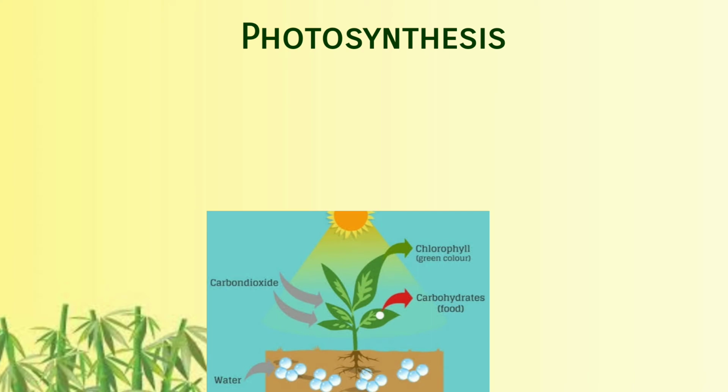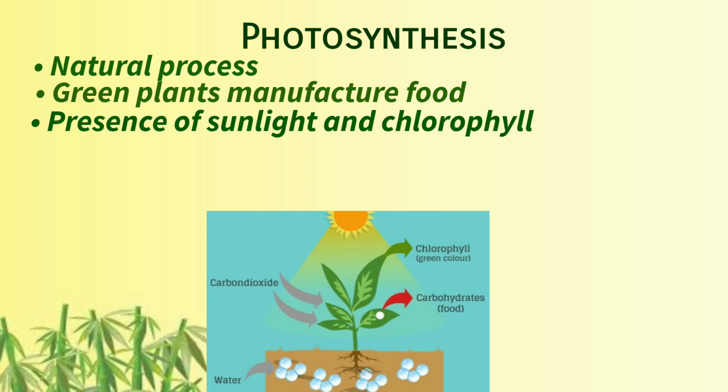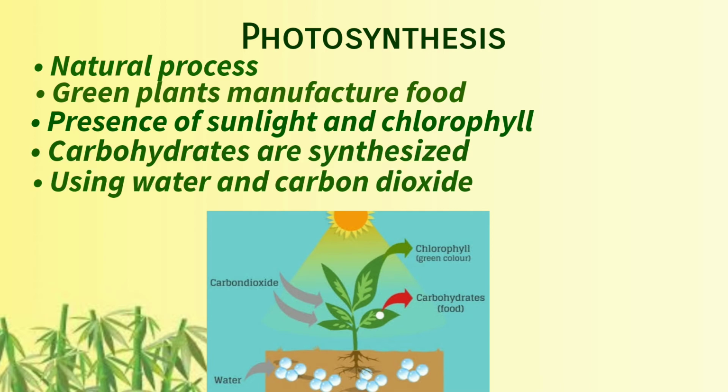Next, photosynthesis. Photosynthesis is a natural process by which green plants manufacture food in the presence of sunlight and chlorophyll. During this process, carbohydrates are synthesized using water and carbon dioxide.